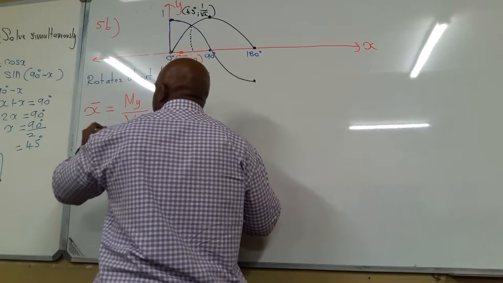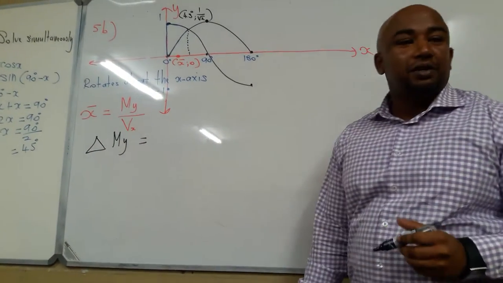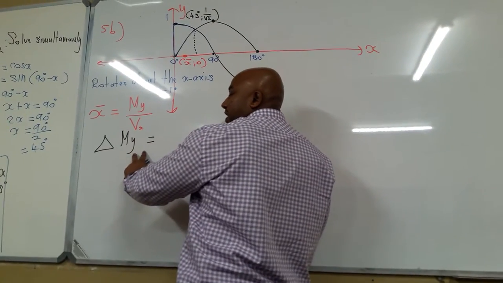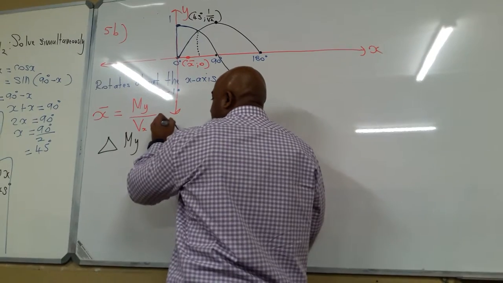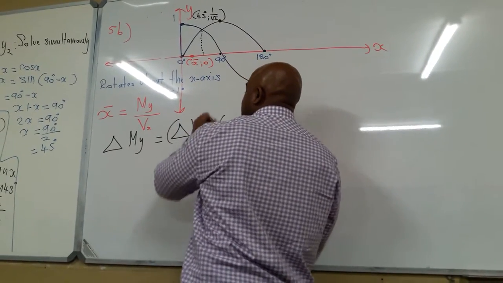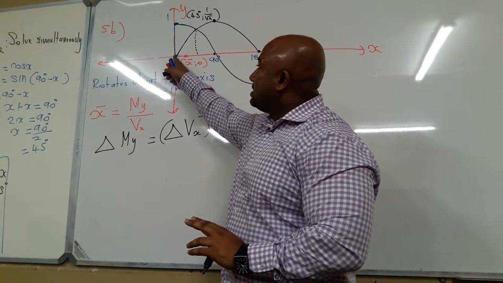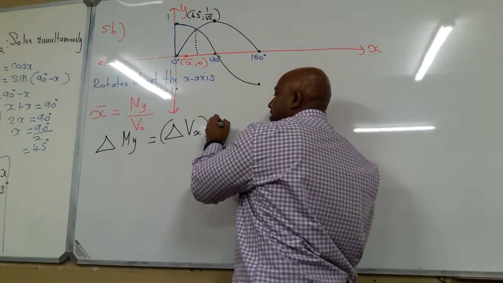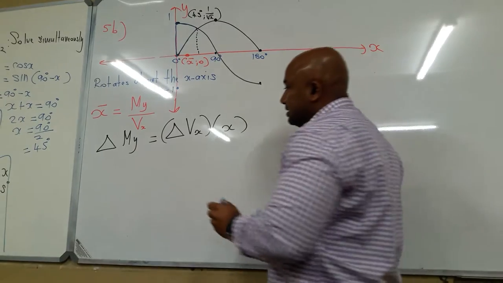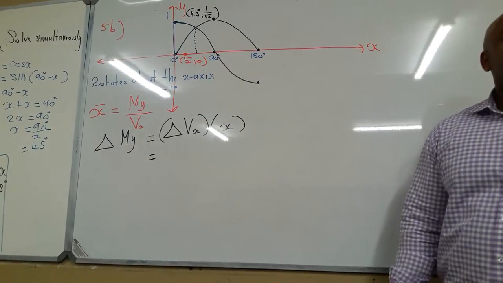So now, let's write down our formula. Delta My. We are taking moments about the y-axis. So the formula for the moment about the y-axis will be the volume, which is delta Vx, times the distance from the y-axis, which is going to be x. Now, what about volume? What is the formula that we're going to use for volume?